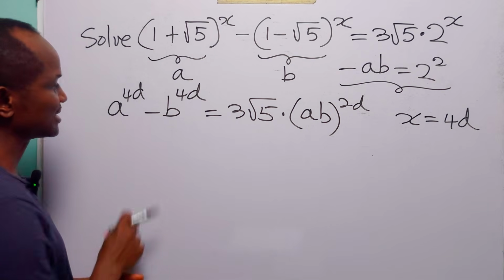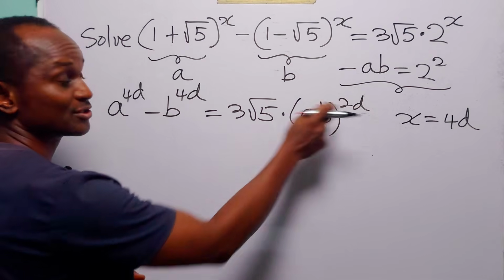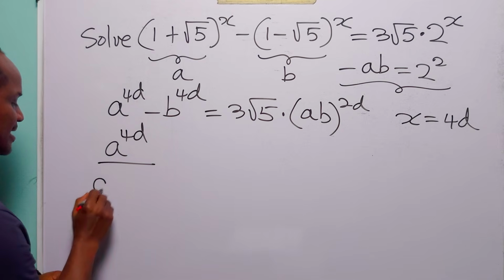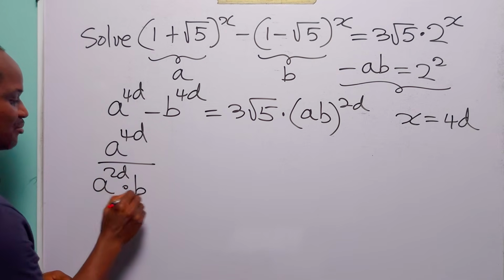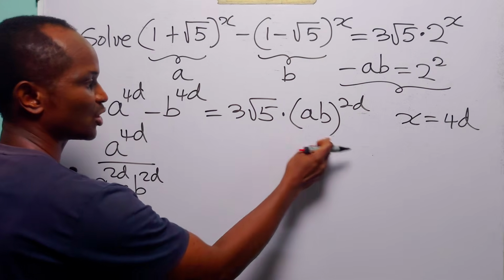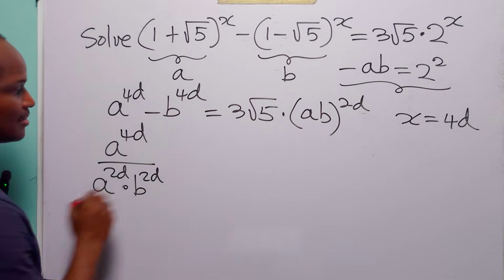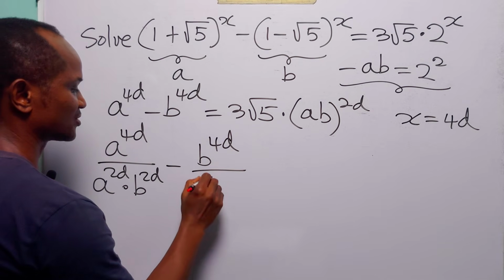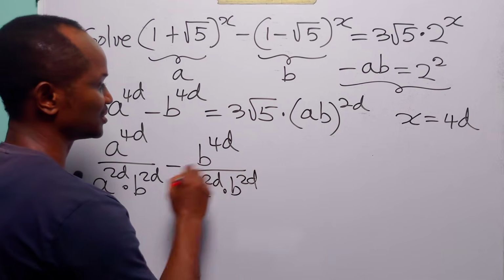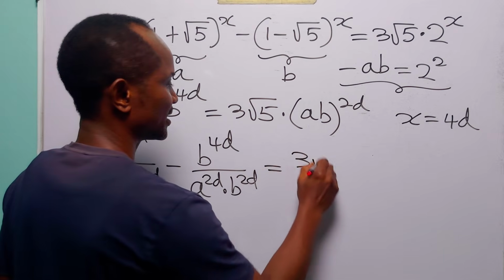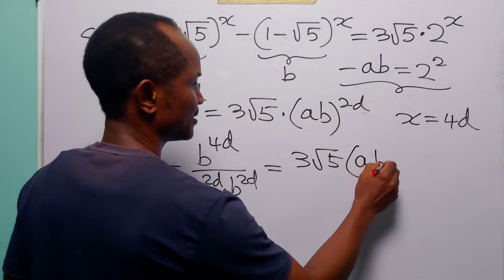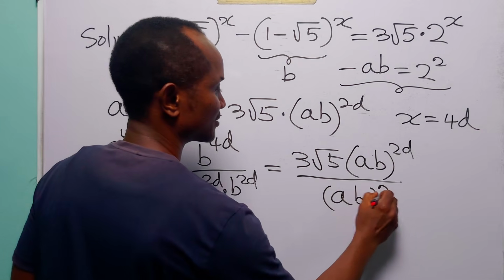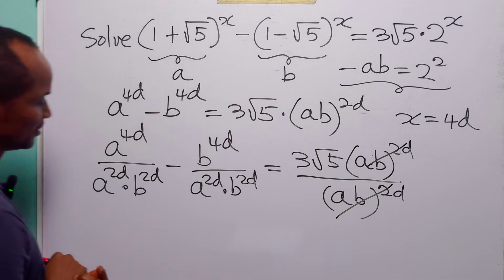Now, the next thing we are going to do is that we will divide through this equation by ab to the power 2d. So we have a to the power 4d over a to the power 2d times b to the power 2d. Of course, you know that when we open this bracket, this is what we get. Minus b to the power 4d over a to the power 2d times b to the power 2d. And of course, this is equal to 3 root 5 times ab to the power 2d divided by ab to the power 2d. Of course, this is going to cancel that.